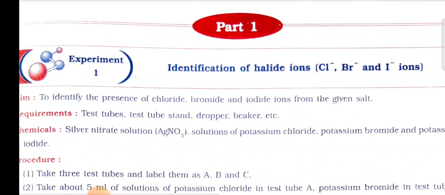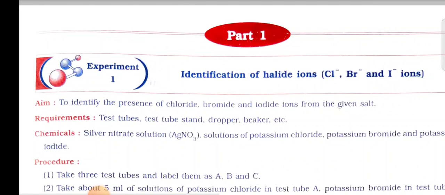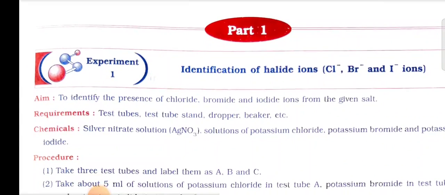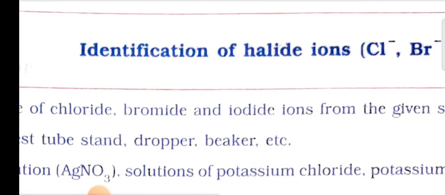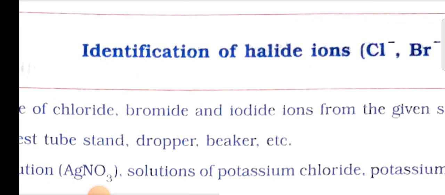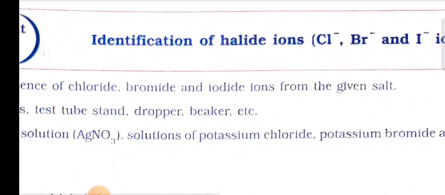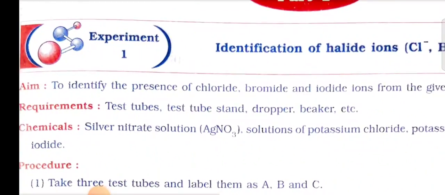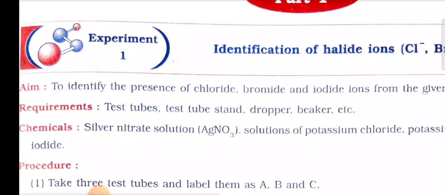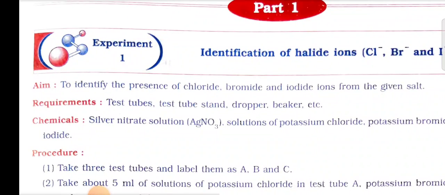Now, in today's class, we are going to see about practical science, practical part 1, class 10th. Experiment number 1, identification of halide ions: chlorine, bromine, and iodine ions. The aim of today's practical is to identify the presence of chloride, bromide, and iodide ions from the given salt.